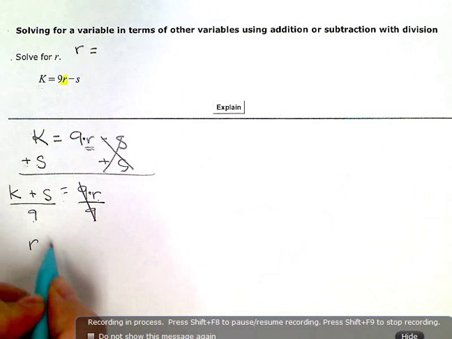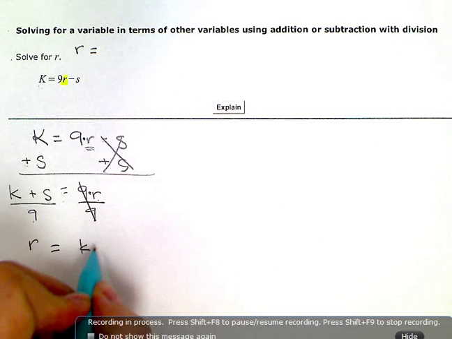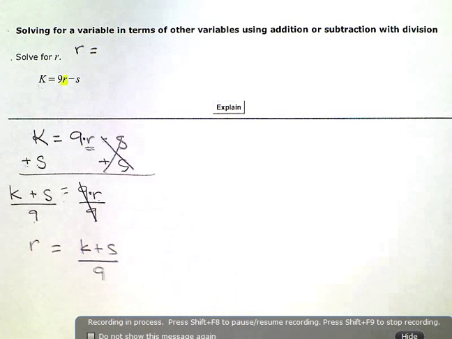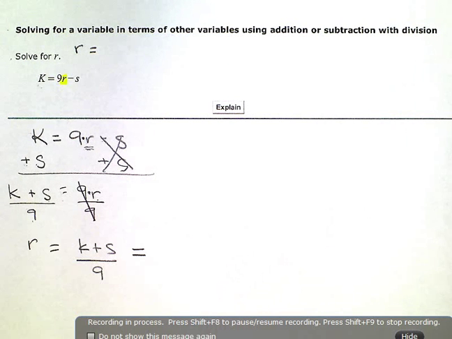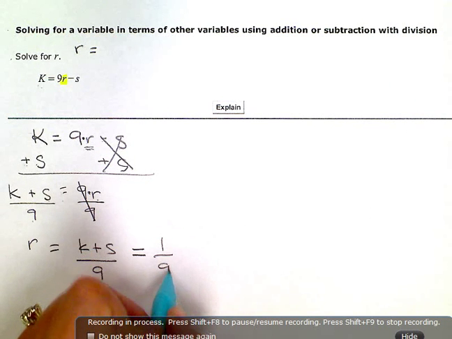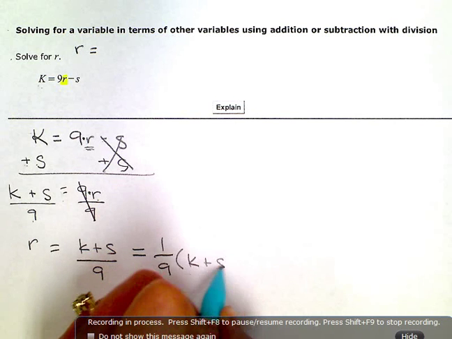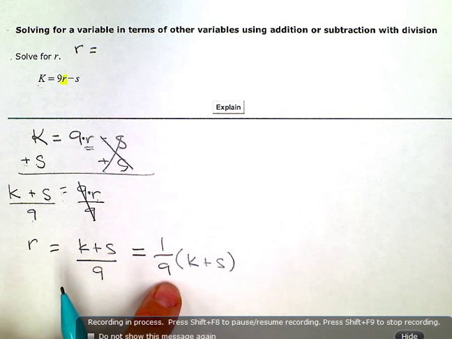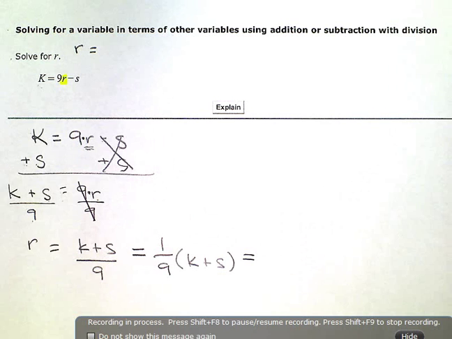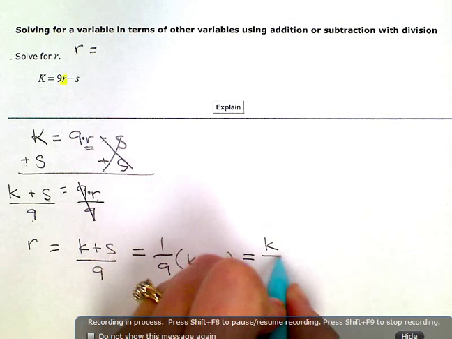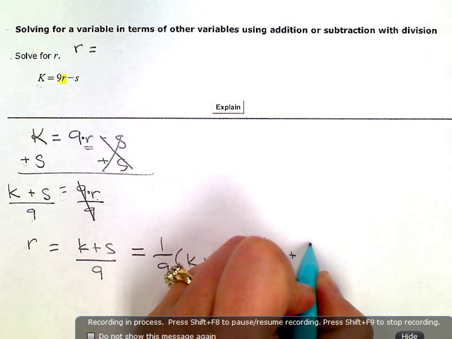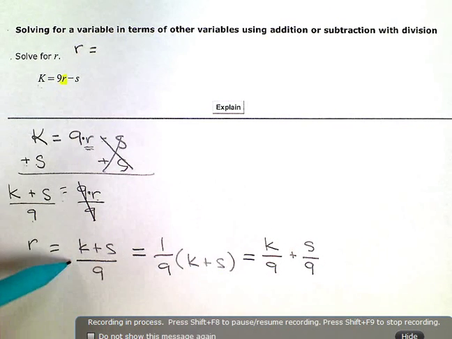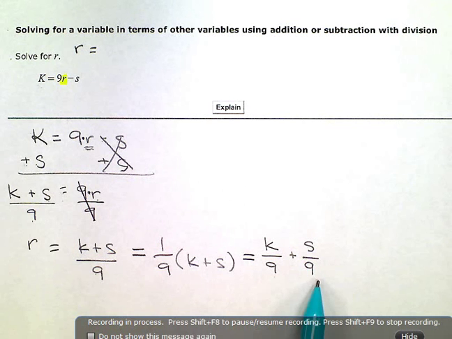I'm going to flip it around, flip sides on the equals. I could also write it like this if I wanted to. Any of these forms are fine. 1/9 of k plus s with parentheses, because dividing by 9 is the same as multiplying by 1/9. Or I could also write it like this, my answer. I could just pull this fraction apart and put k divided by 9 plus s divided by 9. Instead of one big fraction divided by 9, I've just pulled this apart and divided each term individually by 9. But whichever way you write your answer, whichever form, they are all correct.